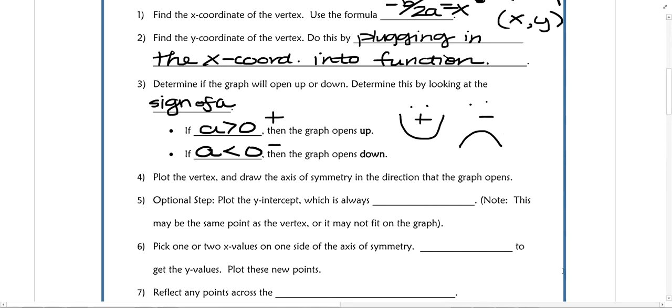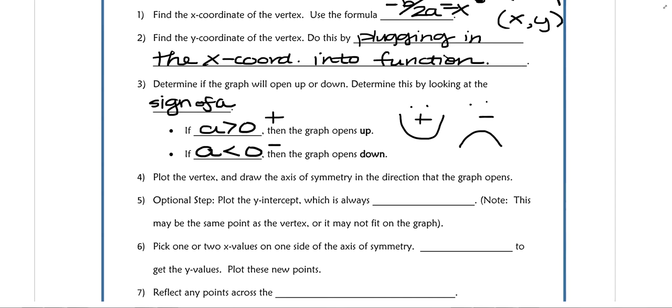Okay, so the next thing we want to do is plot our vertex, which, well, we already did that, but we also want to draw an axis of symmetry. The axis of symmetry goes through that point, the vertex. And we also can use it to help us remind ourselves what direction our graph is going to open.